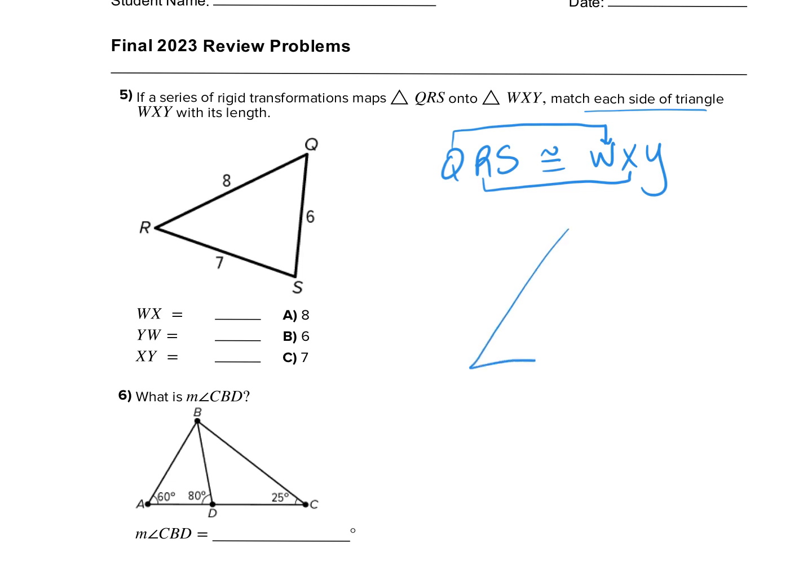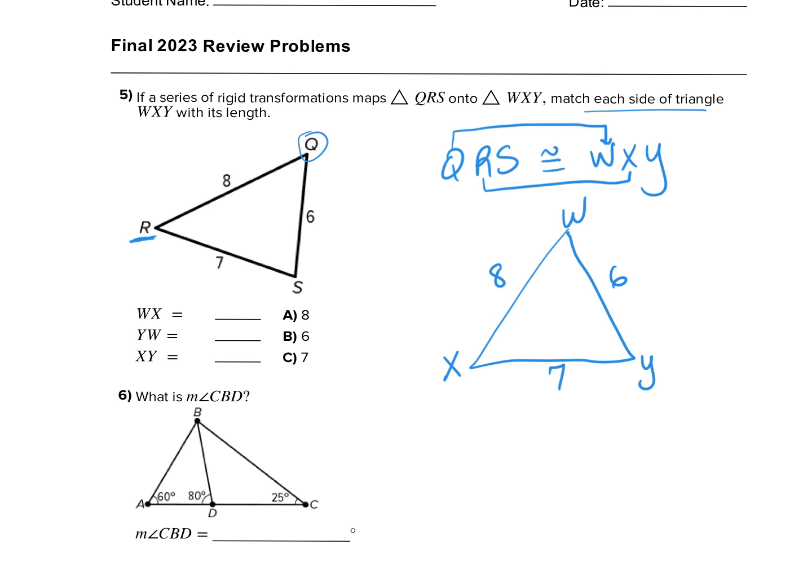So when I draw a triangle, if W is congruent to Q, I need to put my W here in the same spot. My second letter is R, which is congruent to X. So if R is in this corner, I need to put X in this corner. And then Y is congruent to S. And then I can copy over the lengths because they're congruent.